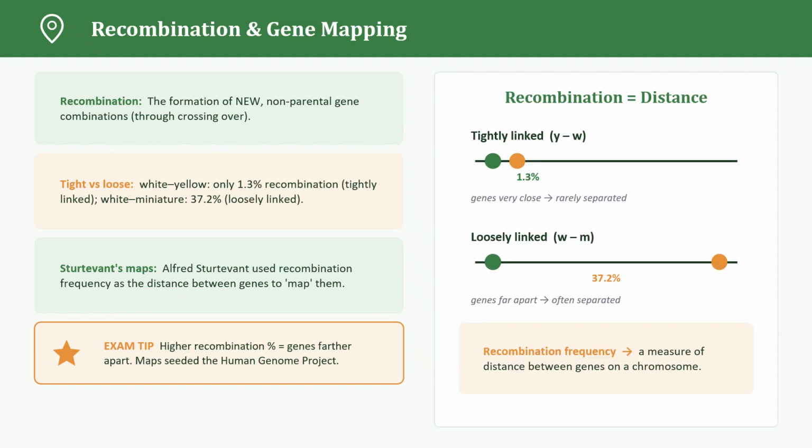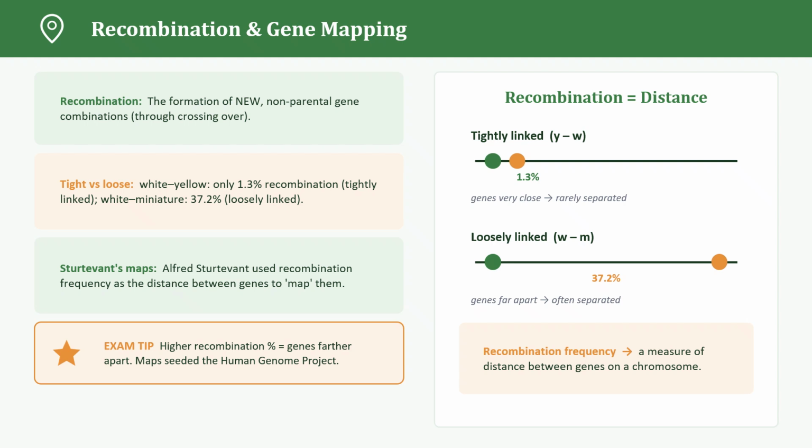So, recombination and gene mapping. When we talk about recombination, it is the formation of new non-parental gene combinations. Sometimes the linked genes become separated due to crossing over.